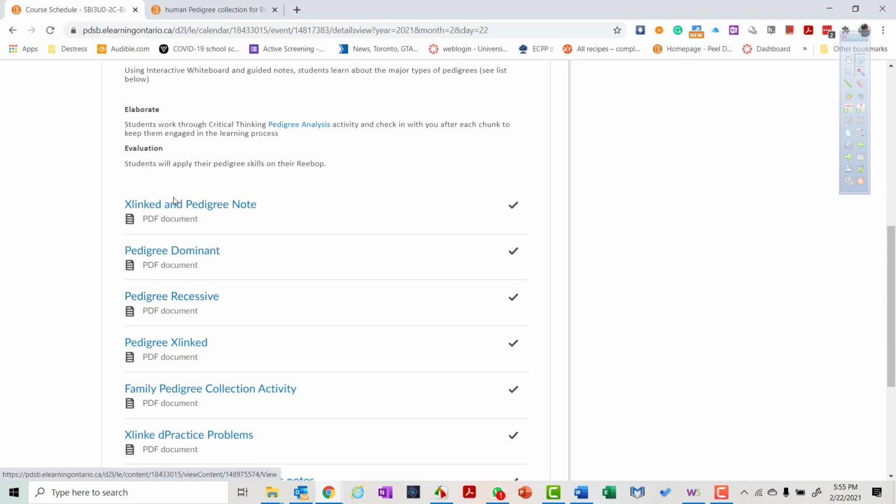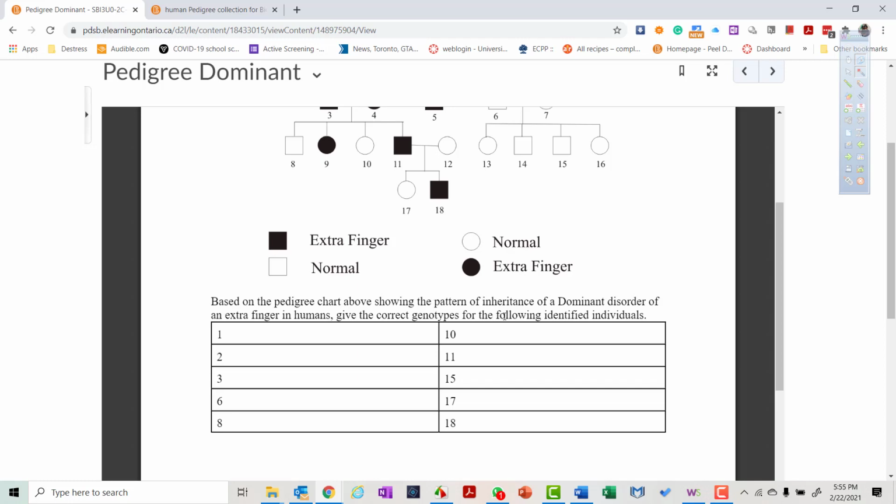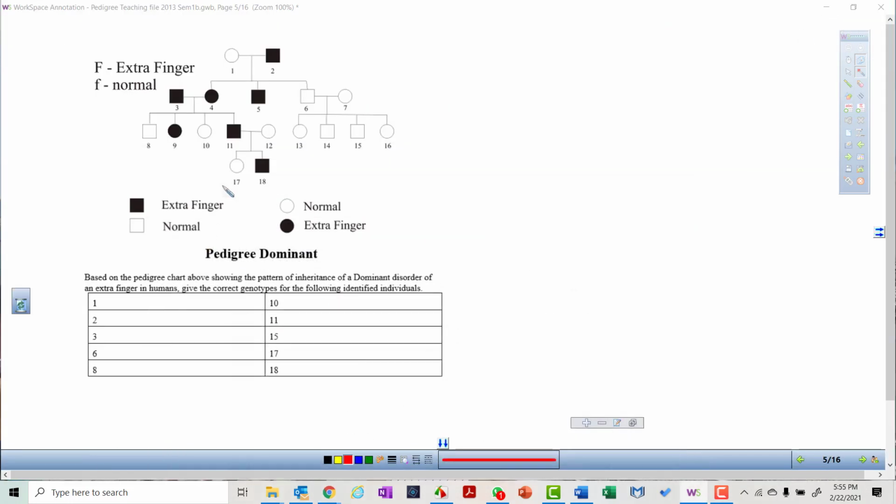If I scroll down on today's date and calendar to Pedigree Dominant, and I click on this, it'll open up a PDF document, and so you can work on that if you'd like. As you work on that, you're solving all these numbers: 1, 2, 3, 6, 8, 10 to 18. So you're going to use the same logic. In this case, big F stands for extra finger, small f stands for normal.